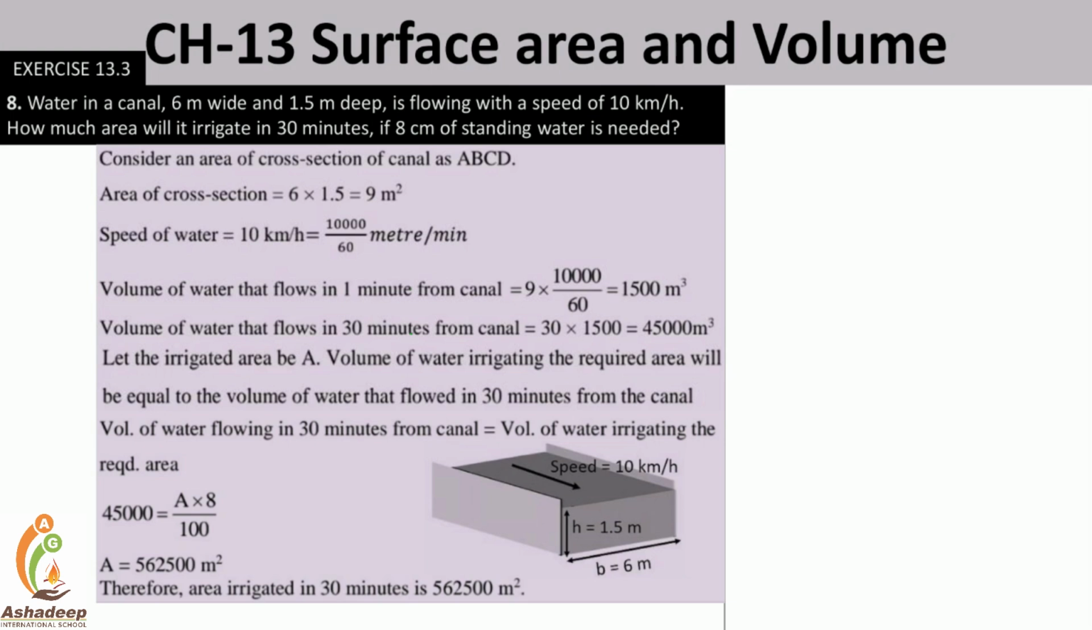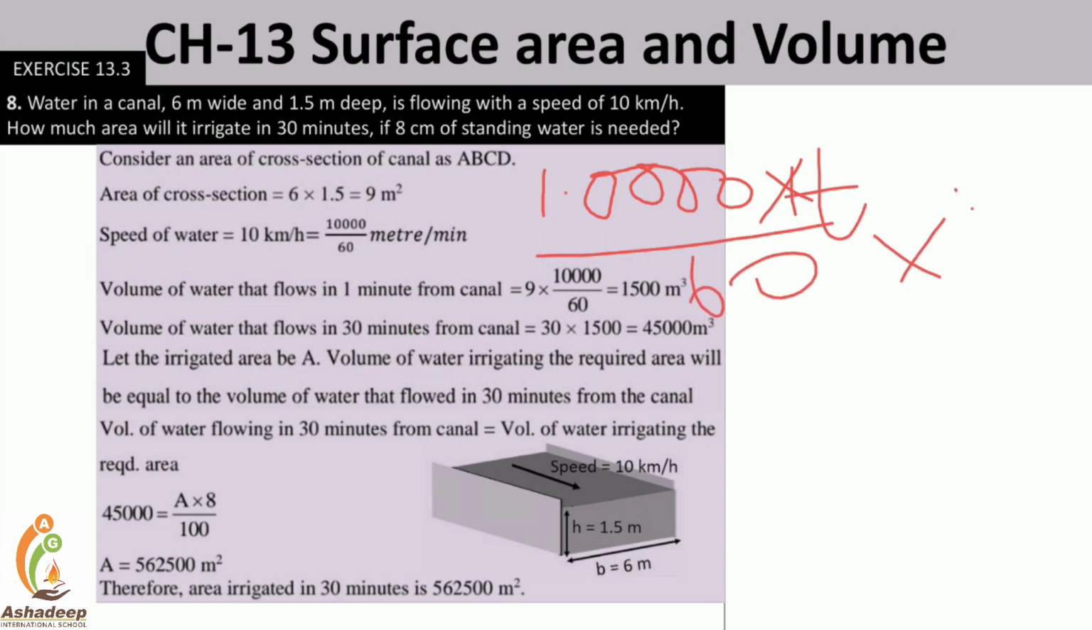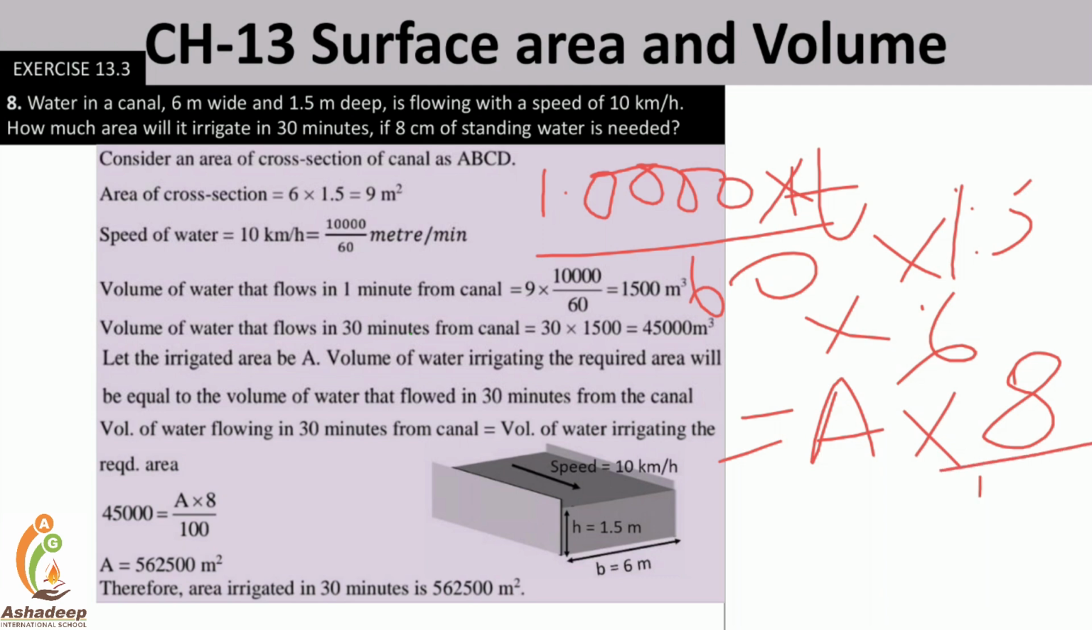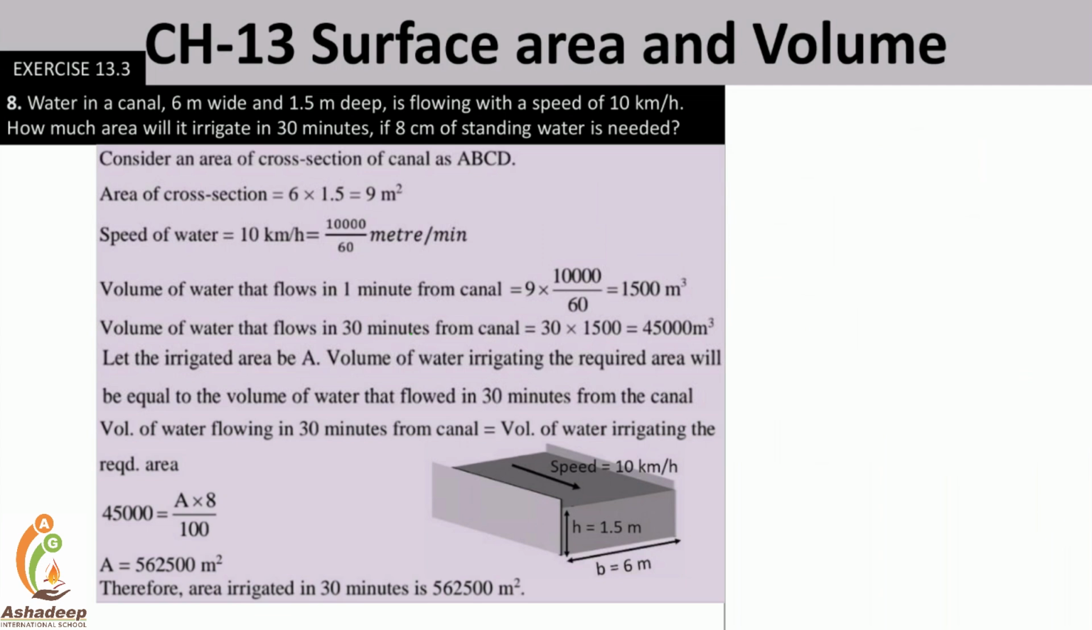Okay, now let me write it down once again. So it is 10,000 into T divided by 60, multiplied by 1.5, multiplied by 6, is equal to A into 8 divided by 100. So now you just simply need to find out the value of A. Why write T here? T is nothing but the time given. So what is the time given? 30. So simply multiply it with 30. Simple, right?